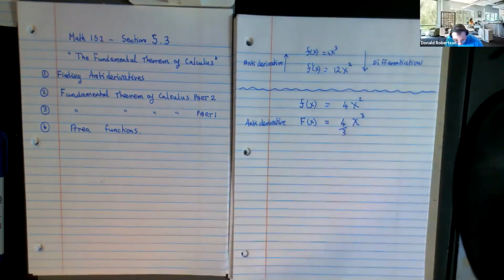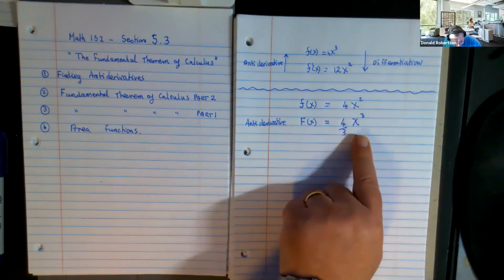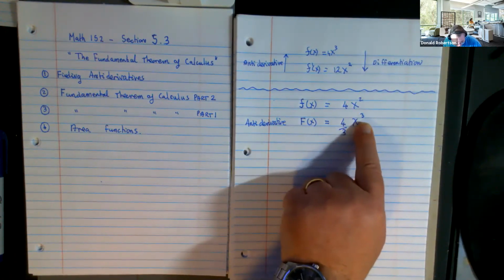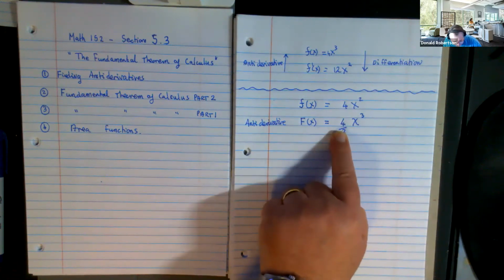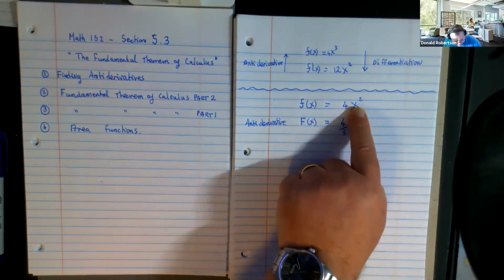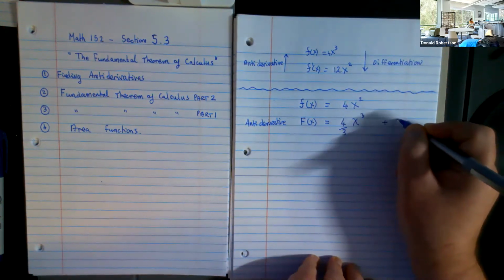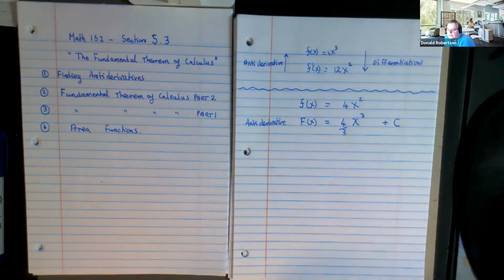Now, if this is correct, and it is, shouldn't the derivative of that be 4x cubed? Great. Let's check it out. If you multiply this by the power and reduce it by 1, you get x cubed. It works. We also add a little guy called plus c. It's called the arbitrary constant.